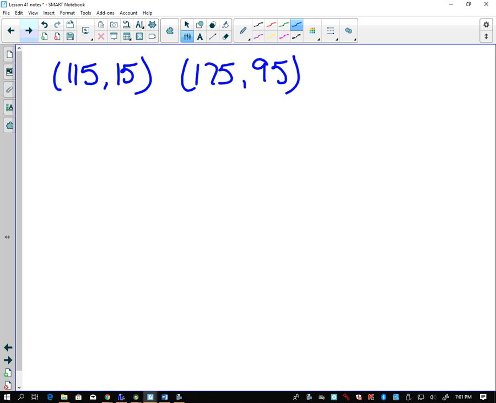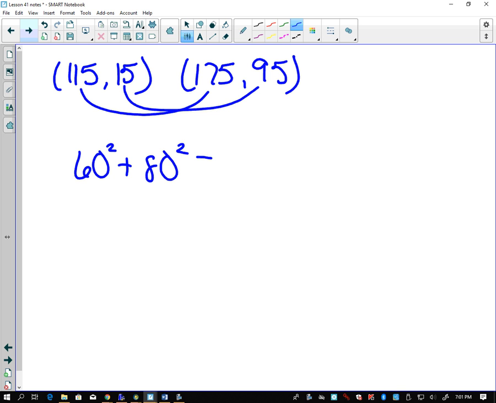All right, this time I'm going to use the Pythagorean theorem. So I'm looking at the distance between 115 and 175. So I could take 175 minus 115. That's going to give me a distance of 60. So 60 squared. Distance between 15 and 95: 95 minus 15 is 80. So I'm getting 80 squared equals c squared.